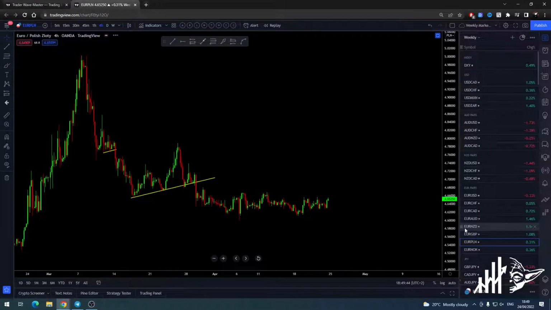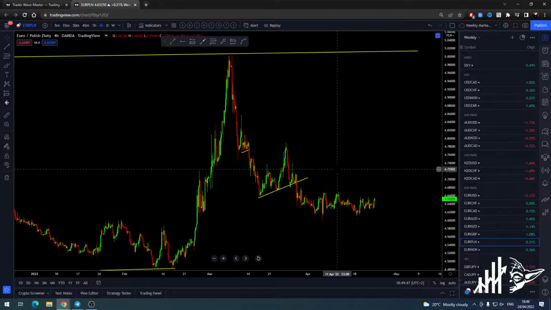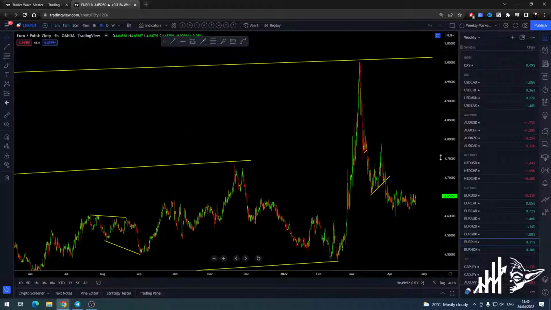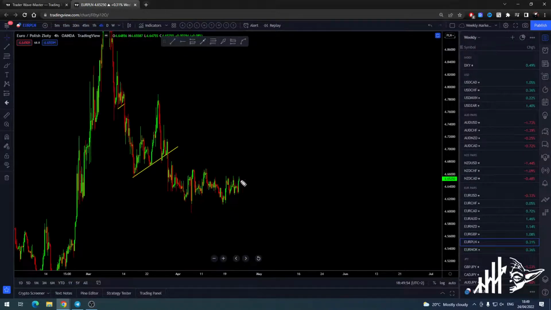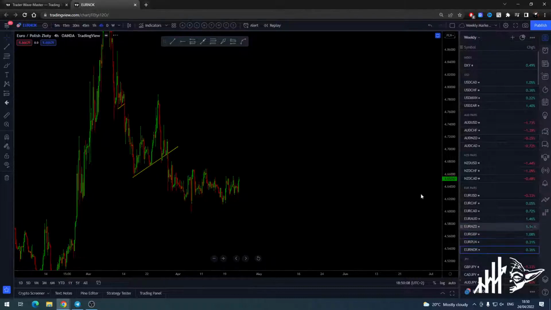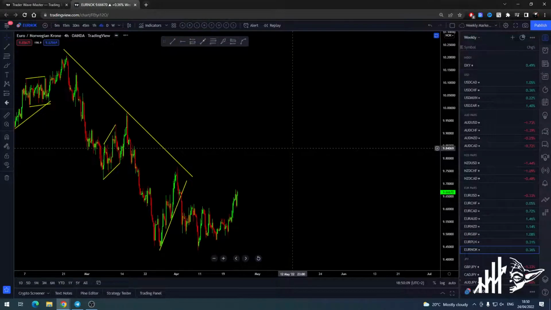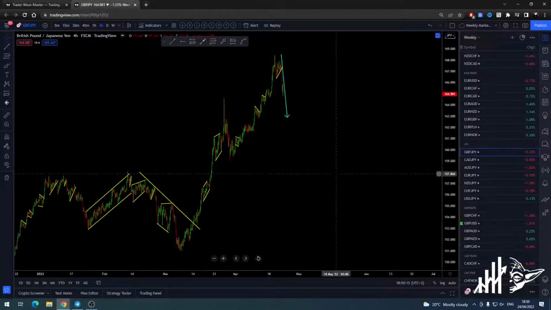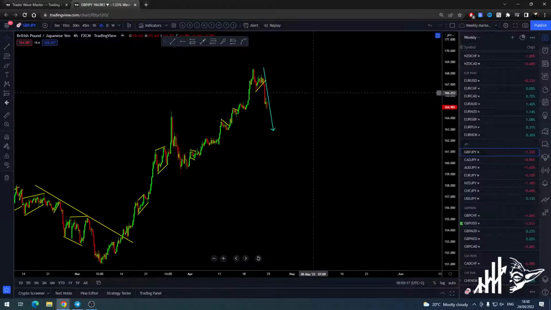Euro Polish zloty. What is this one trying to do? Okay, this one could just go into a bigger correction, going up, breaking those tops, giving you something like this, and then going down. So, Euro Nokian, stay away from this one, not a good one. Pound yen, going down, follow the sell stops, of course.